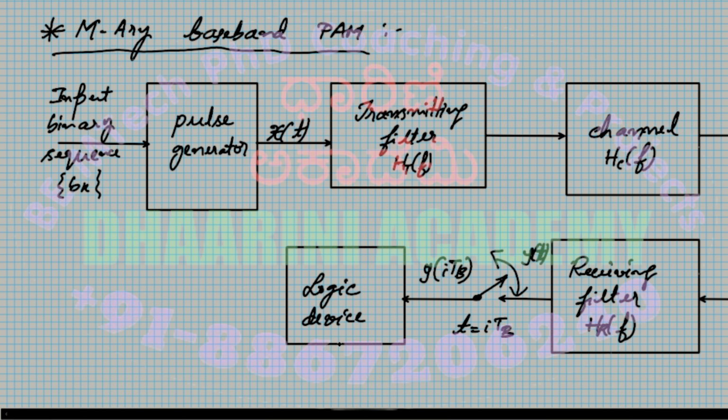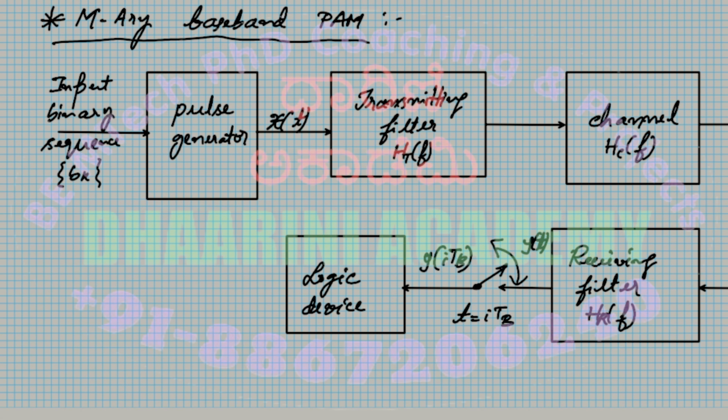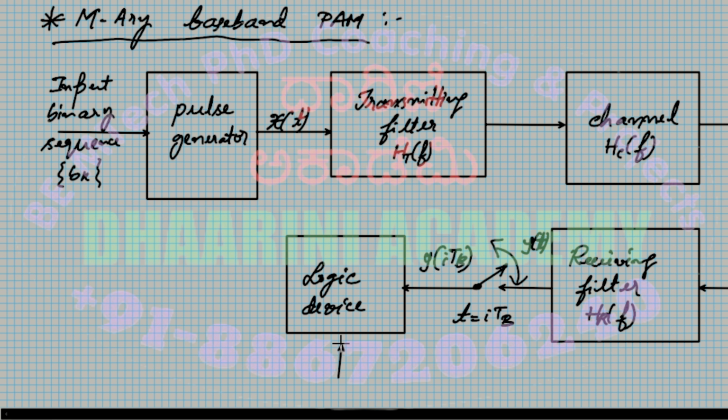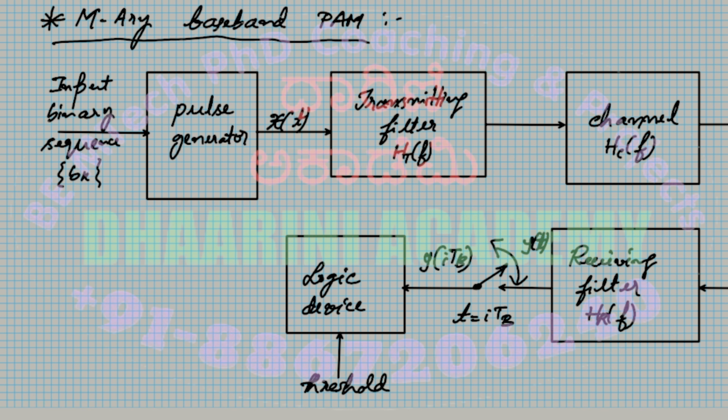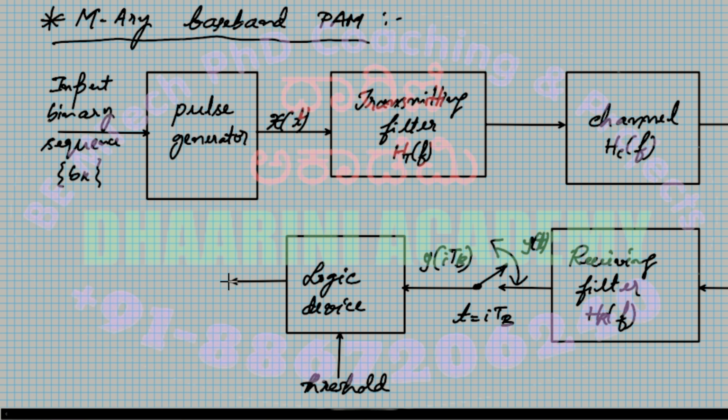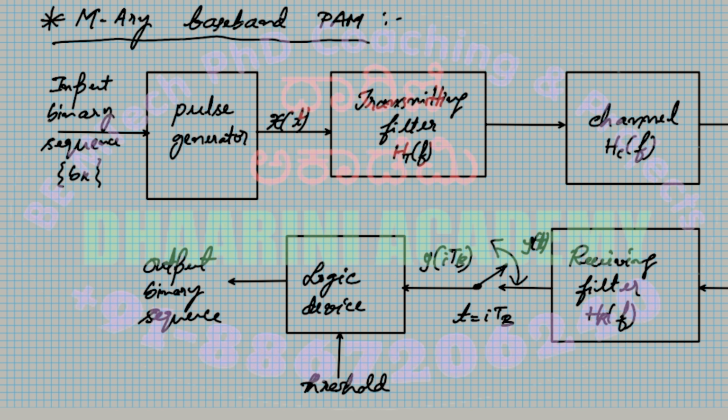So comparator means it's going to compare two values, right? One of the values will be a threshold value. So there will be a threshold, and the output here is the output binary sequence. Right. With the threshold, you compare y of iTb, the sampled value, and you make a decision whether it is 1 or 0. Right? This is the general block diagram of an M-ary baseband system or a PAM system.